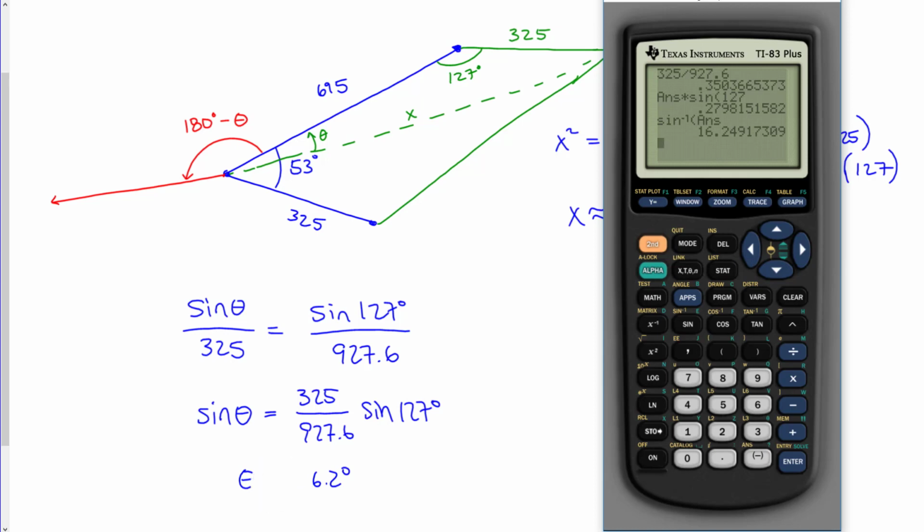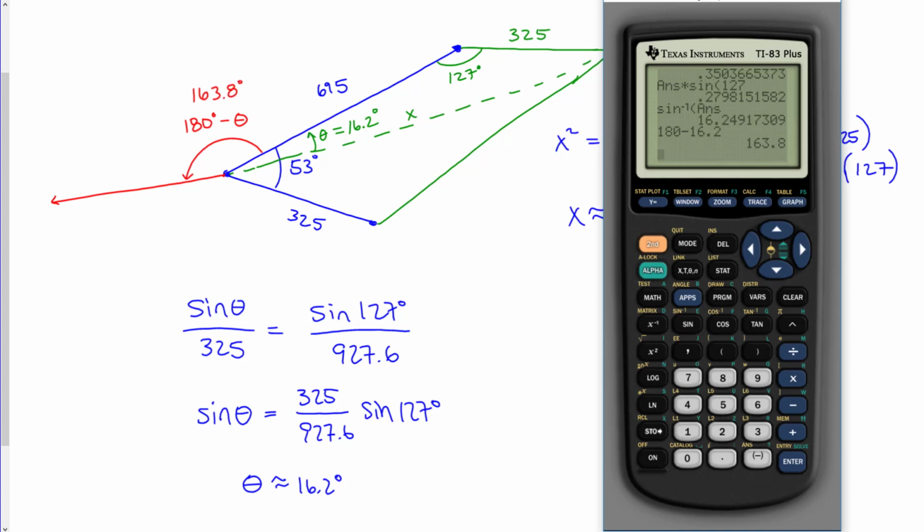And I should be careful and put approximately 16.2 degrees. Now, if this is 16.2 degrees, then 180 minus that is actually the angle we're looking for. So this would be 163.8 degrees. And there's our final answer.